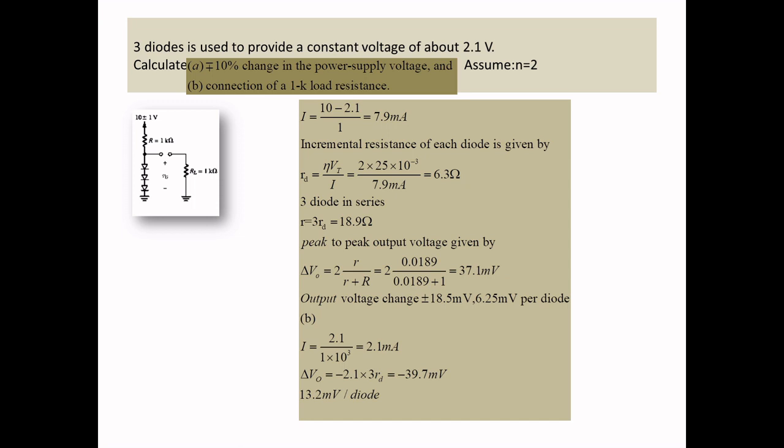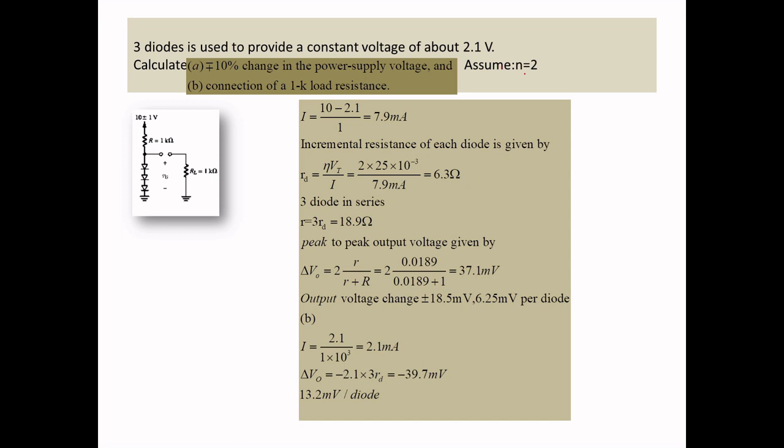Next problem. You can see three diodes connected in series, which provide a constant voltage of 2.1 volts. You need to calculate the change when there is a plus or minus 10% change in the power supply voltage. The second question they ask is about the connection of a 1 kilo ohm load resistance.